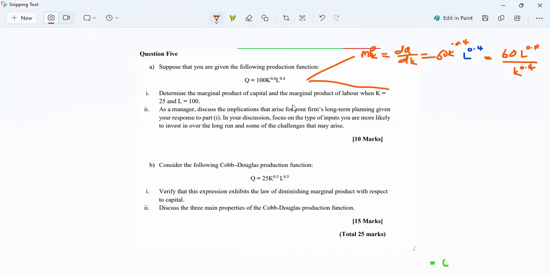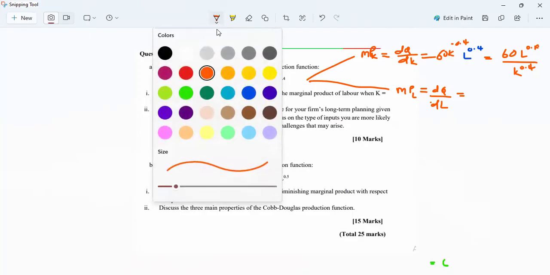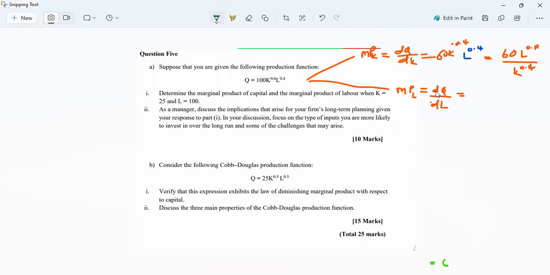Let's differentiate now with respect to L for the MPL. So this is the dQ over the what? The dL. So what is our dummy in this case? It's 100K. No, no, no. Leave off the numbers. Our dummy is K^0.6. The number is for both of them. So what are we differentiating? 100L^0.4.